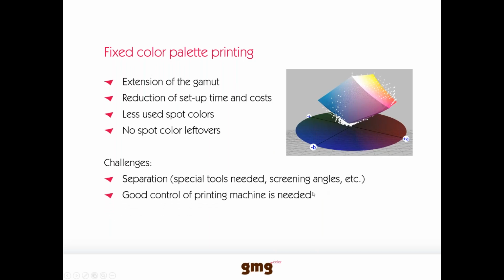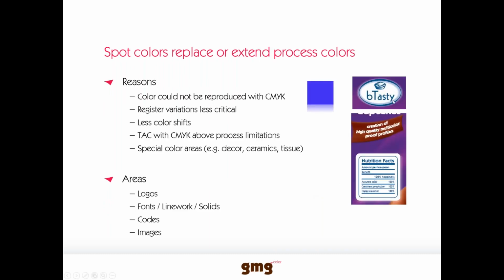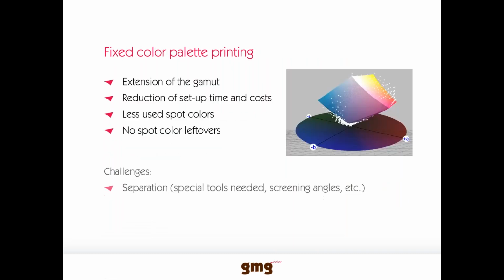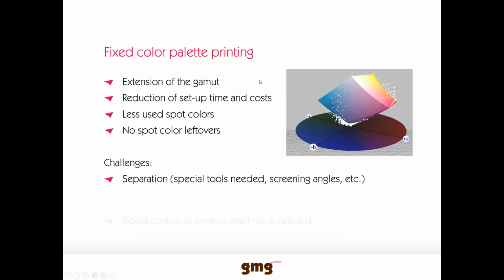You have to have a good control of your printing machine, because, let's jump back to the previous chart where we see here, if you now build up that nutrition facts or the brown area here with several separation colors, you have to control your register quite well. Otherwise, you will get very not nice effects in it. So it's very important to have a good press control when you want to print with a fixed color palette.